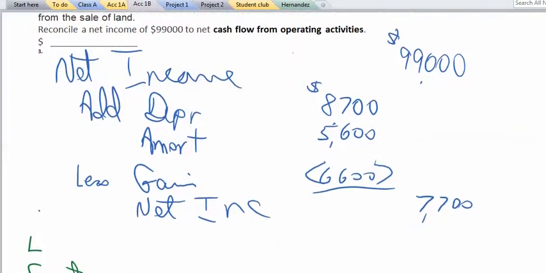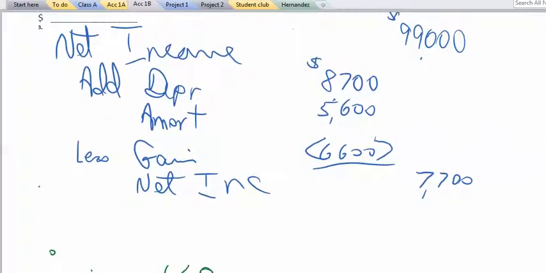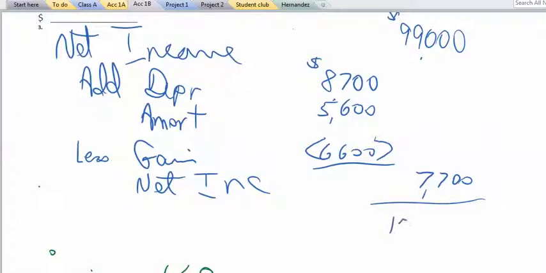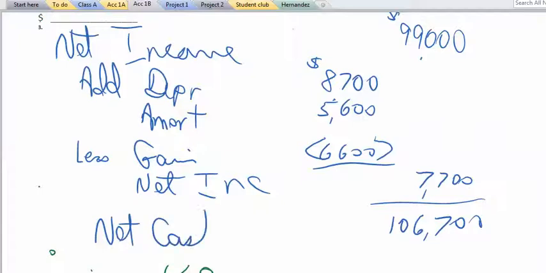Let me clean this up a little bit. So now my net cash flows from operating activities, I can add that $7,700 to my net income. So I'll take 99,000 plus 7,700, and that equals 106,700, and that's going to be my net cash flows from operating activities.